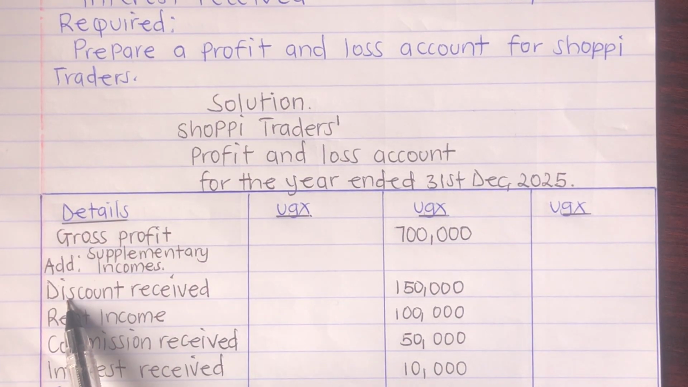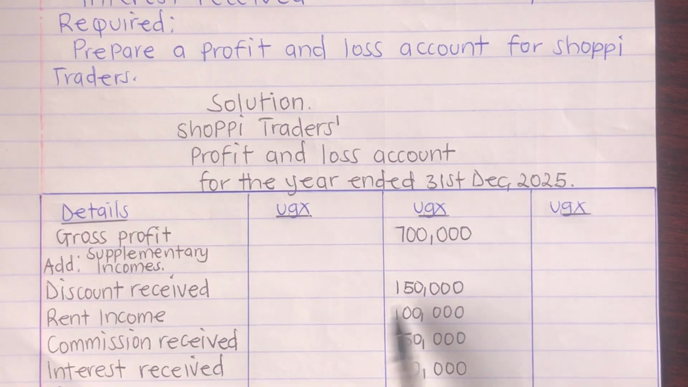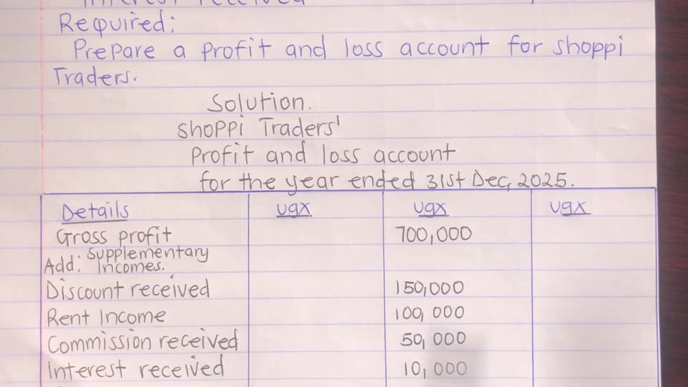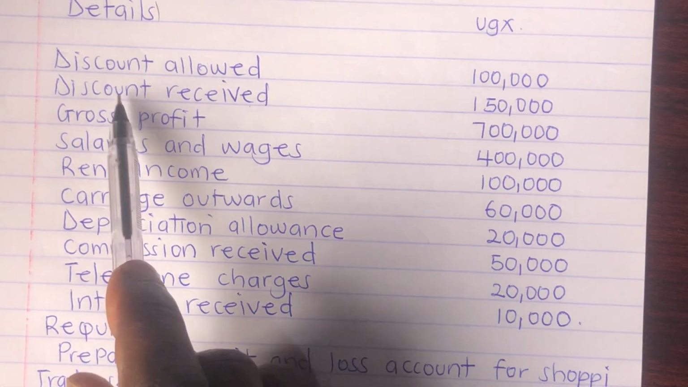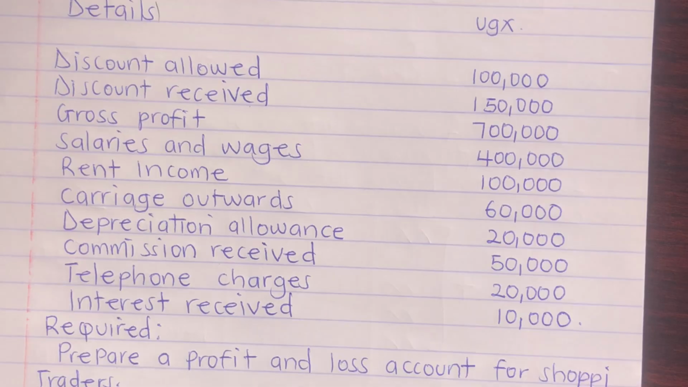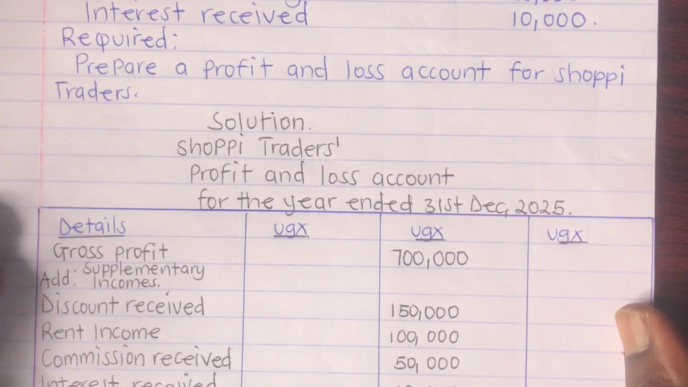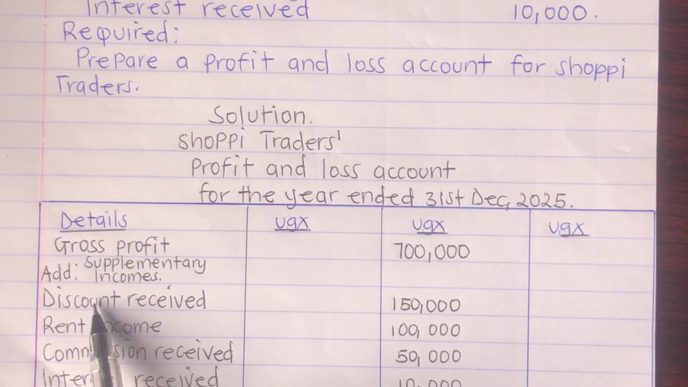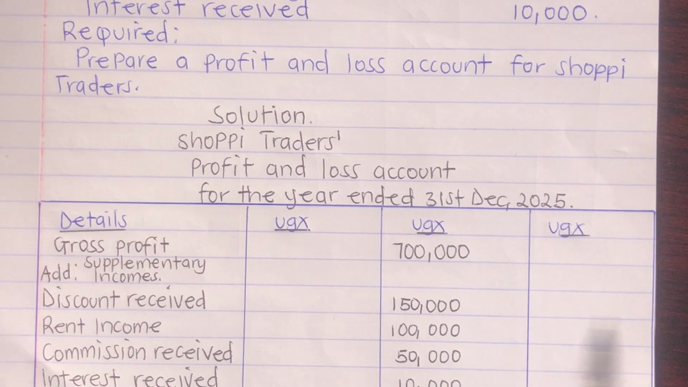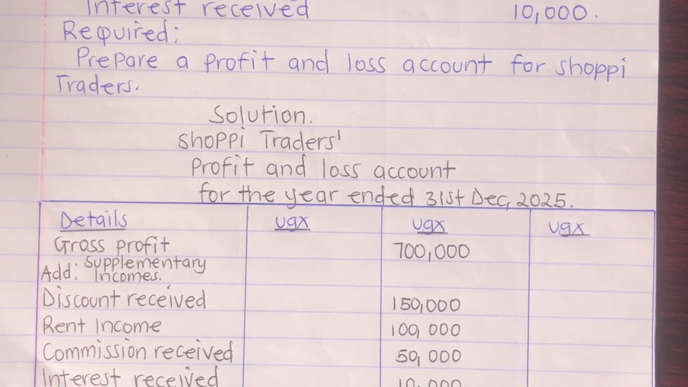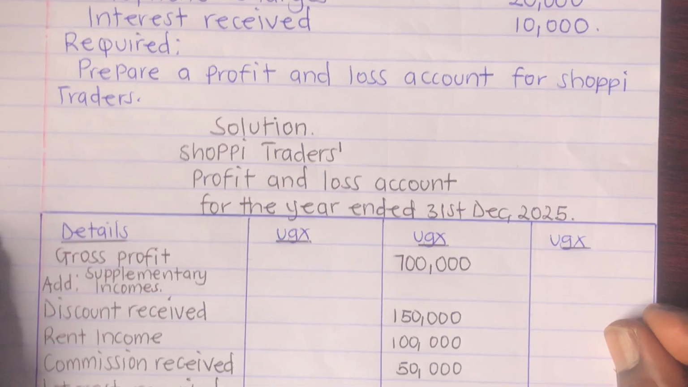So our discount received becomes a supplementary income, and we post it here. Discount received, in our question, was 150,000. So we come and post it here as our first supplementary income. Then we continue checking which other income we have as supplementary in our business.